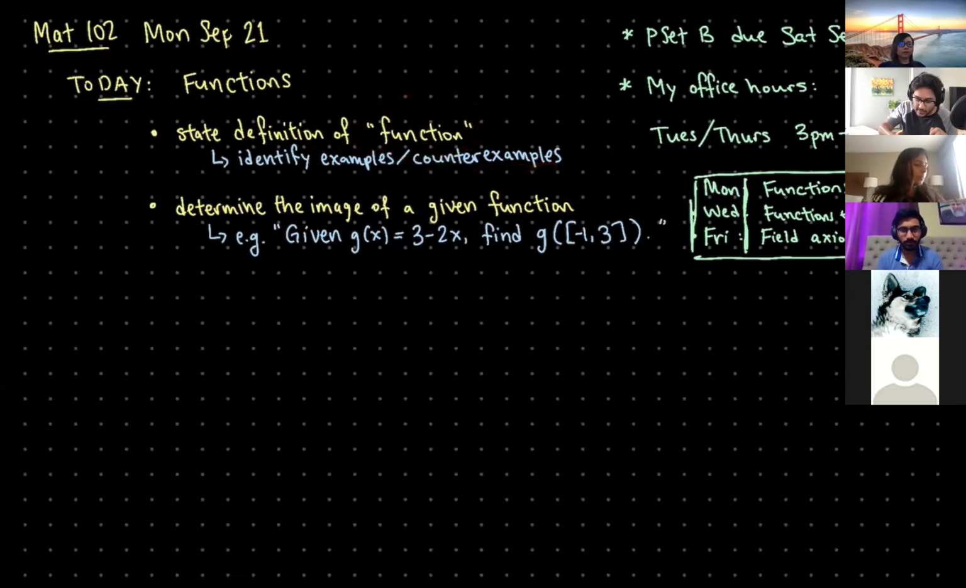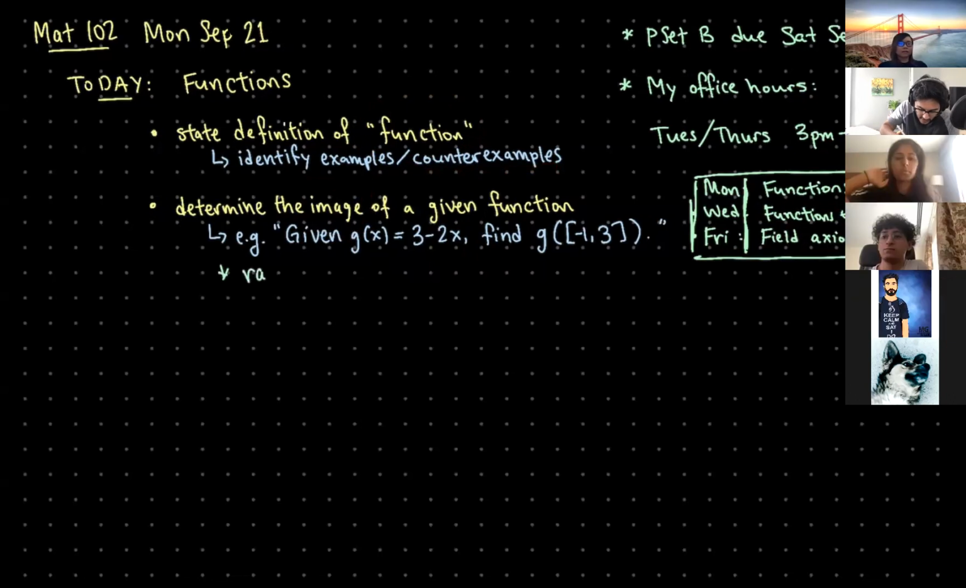And the second thing that I want to focus on is the image of a function. People always say image of a function. They also say range. They also say codomain. And there's a lot of different words there. So I want to go over what those words are.